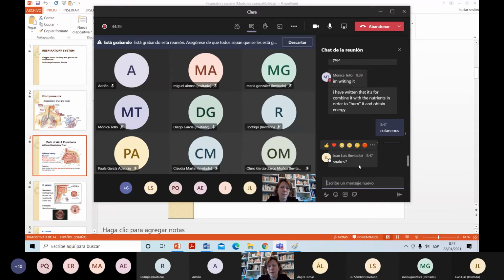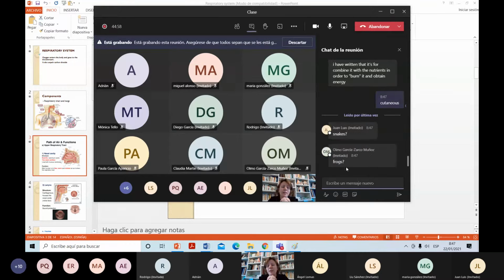Snakes, I'm not sure, but I would say no, because they have a hard skin. It needs to be an animal with a thinner skin. Snakes are reptiles, so they do have lungs, complex lungs that help them breathe in. It's another tiny animal, frog. Okay, perfect, frogs. In order to do this cutaneous respiration, frogs must be humid.